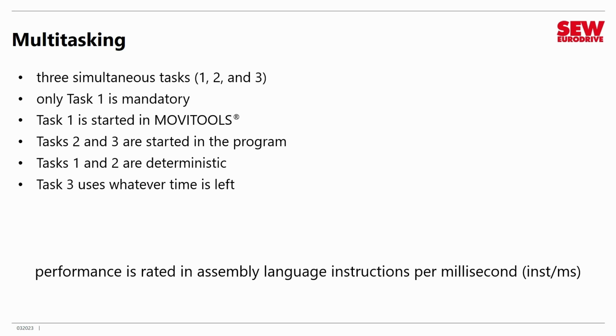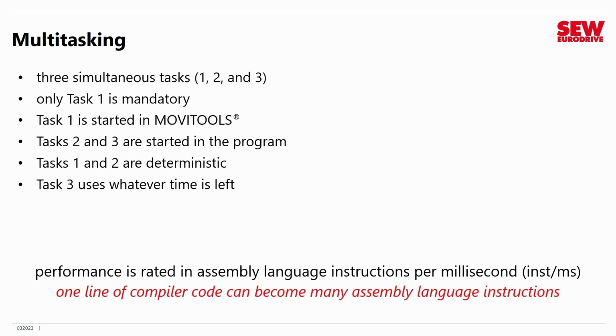Now, we rate performance of the tasks in what's called assembly language instructions per millisecond. If you're writing in assembly language, then the VFD is going to execute a certain number of those instructions every millisecond. Now remember, we're in compiler language, and one line of compiler code turns into multiple assembly language instructions. So this metric isn't terribly useful in compiler. It just gives you an idea of how the tasks are working. So task management definitely requires a little skill in just trying to estimate how to set them up.